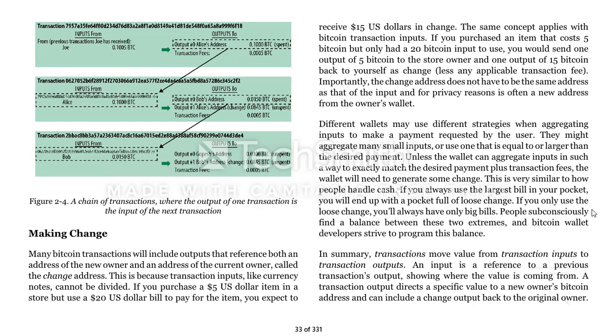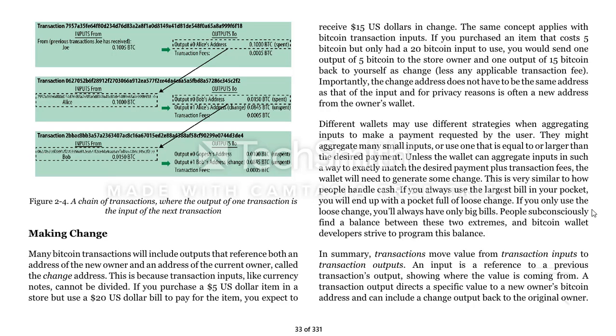This is very similar to how people handle cash. If you always use the largest bill in your pocket, you will end up with a pocket full of loose change. If you only use the loose change, you'll always have only big bills. People subconsciously find a balance between these two extremes, and Bitcoin wallet developers strive to program this balance.